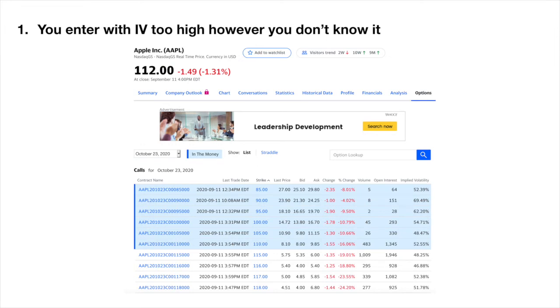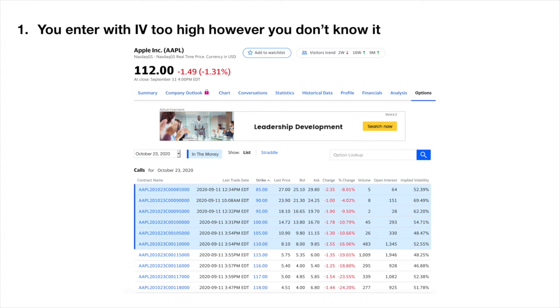Looking at these contracts right here, you're seeing that these Apple calls for October 23rd, in the money and out of the money, are around 50%, except the 90 and the 95 are in the 60s. And what's really unusual is that the 105 is 48%, but the 110 is 52, but the 100 is 54. That's really weird how they set that. But you've got to understand that looking at these Apple calls, they're all around 50%.